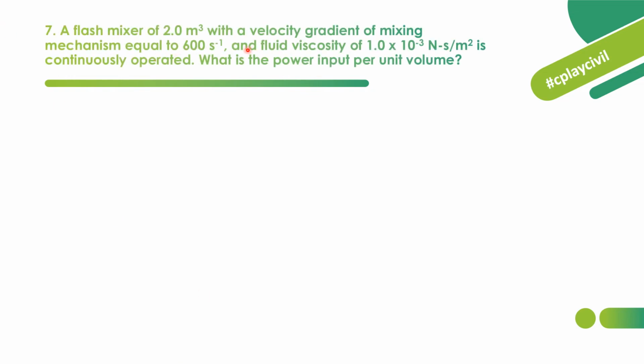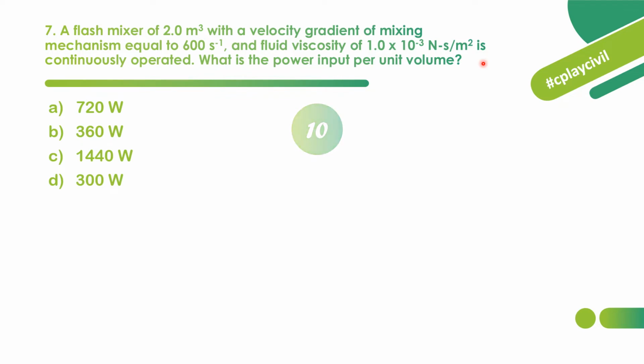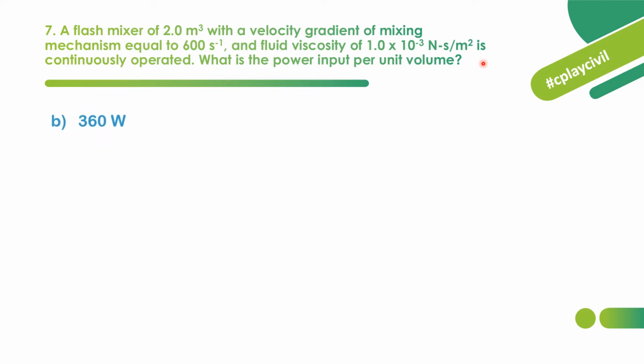A flash mixer of 2 meter cube has a velocity gradient of the mixing mechanism equal to 600 per second. The fluid viscosity is given as 10 power minus 3 Newton second per meter square, and it is continuously operated. What is the power input per unit volume? The question should be read carefully. This is an important question regarding the flash mixer. In the flash mixer, we have these terms: velocity gradient, power, volume, viscosity. So here the correct option is option B, 360 watts.